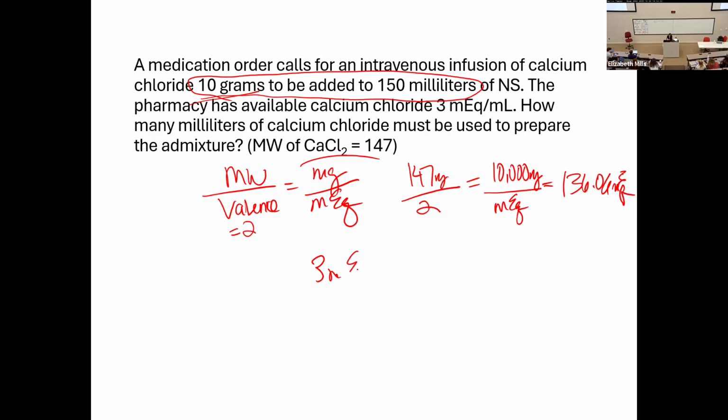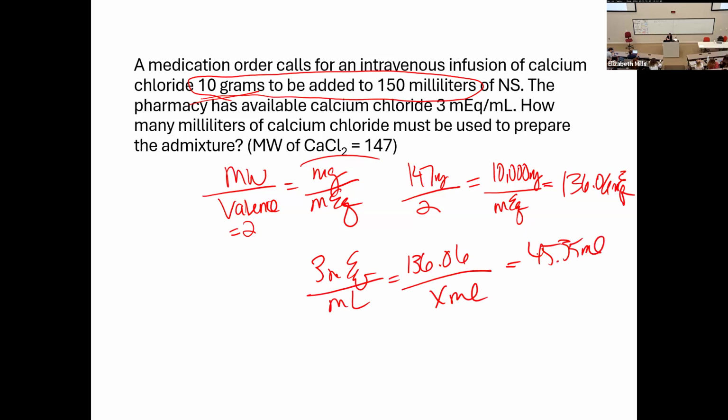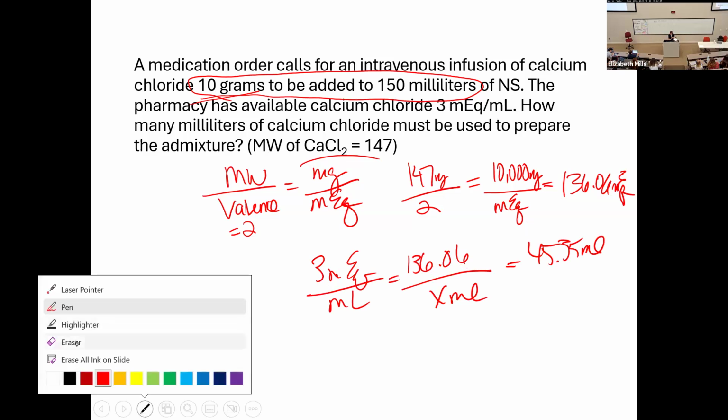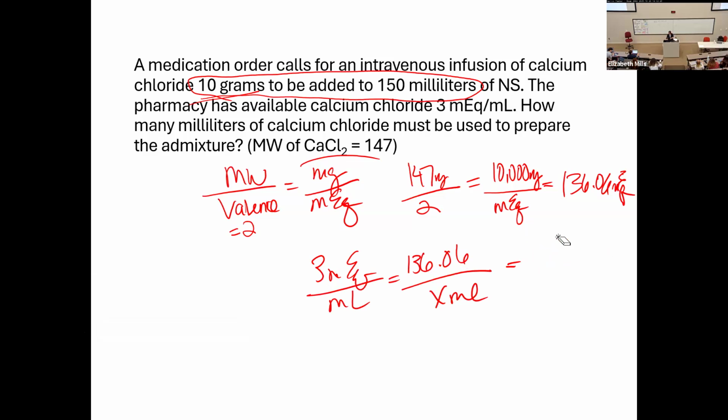3 milliequivalents? Or did you do it? How did you do it a different way? 136.3. This should be the 45. Is that what you got? 45.35? Close? Can't read that.